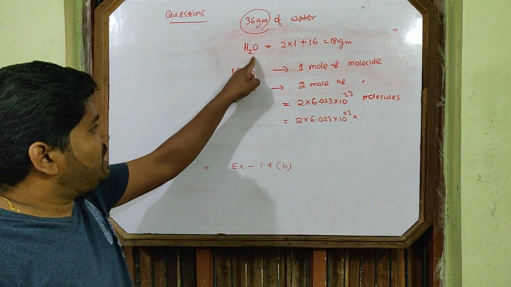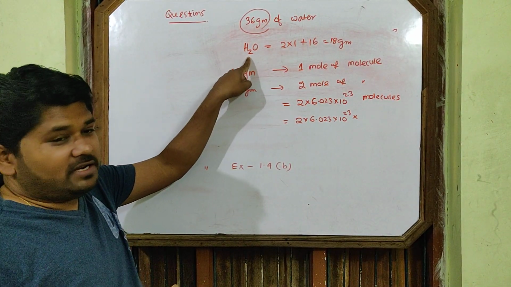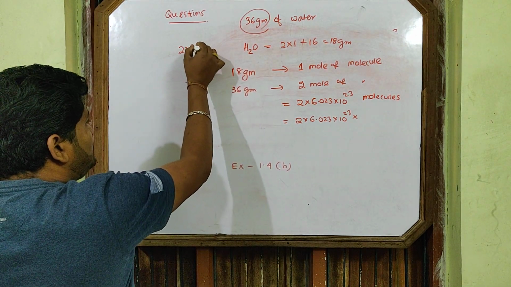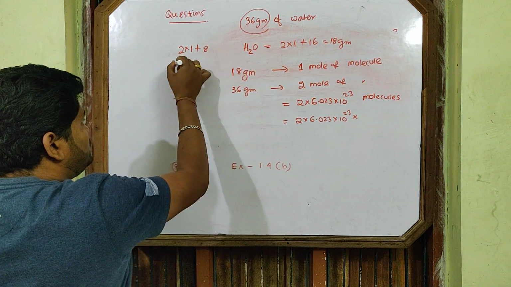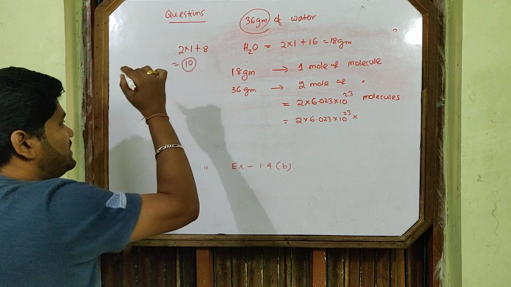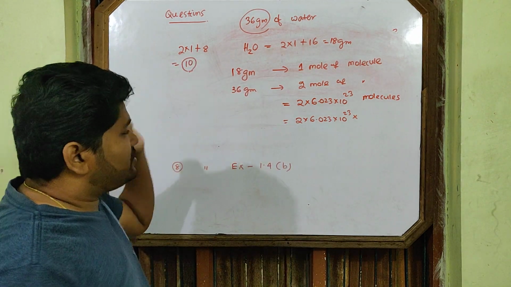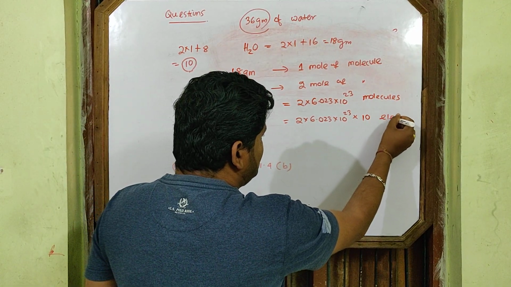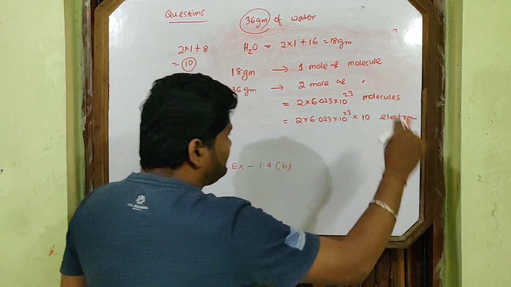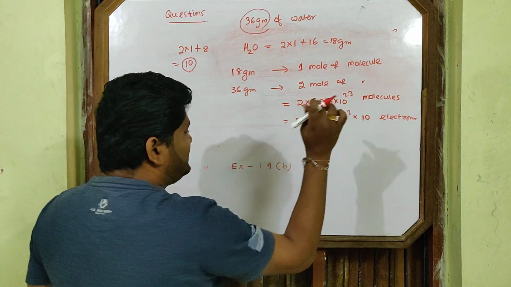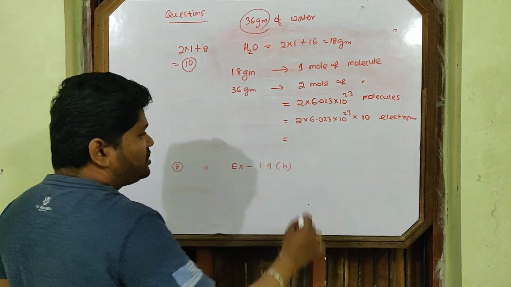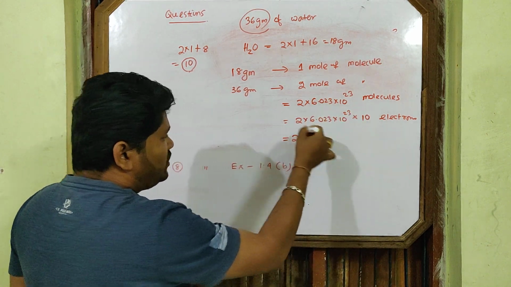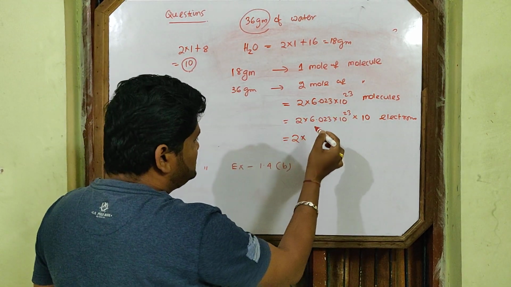If this is the number of molecules, now convert it into electrons. See, in 1 molecule, how many electrons are there? In hydrogen it is 2 into 1, and in oxygen 8. Total number of electrons is 10. Now you multiply by 10. This much is the number of electrons, because 1 molecule contains 10 electrons. Then what is the charge? We have to multiply by the charge of the electron.